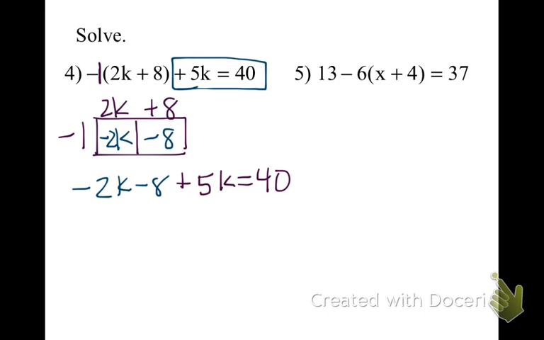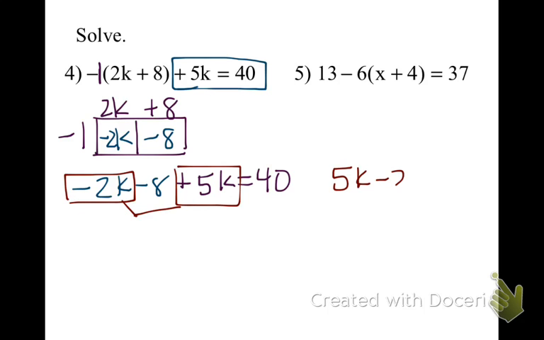Now, what's my next step? My step is to combine. I'm looking for like terms. But take a look, I got a k here and a k here. So I have my negative 2k and I'm combining it with my positive 5k. Remember, the values in front stay with those terms. So this is basically 5k minus 2k, which will give me 3k. So I have 3k, but I can't forget about my negative 8.